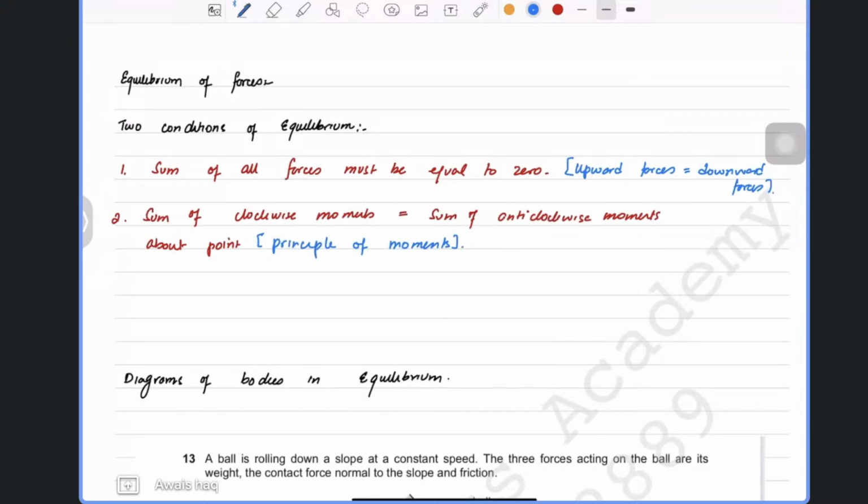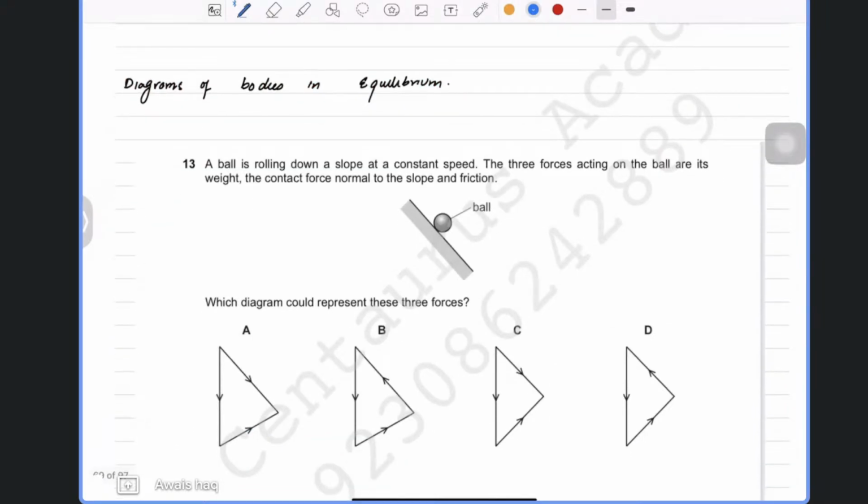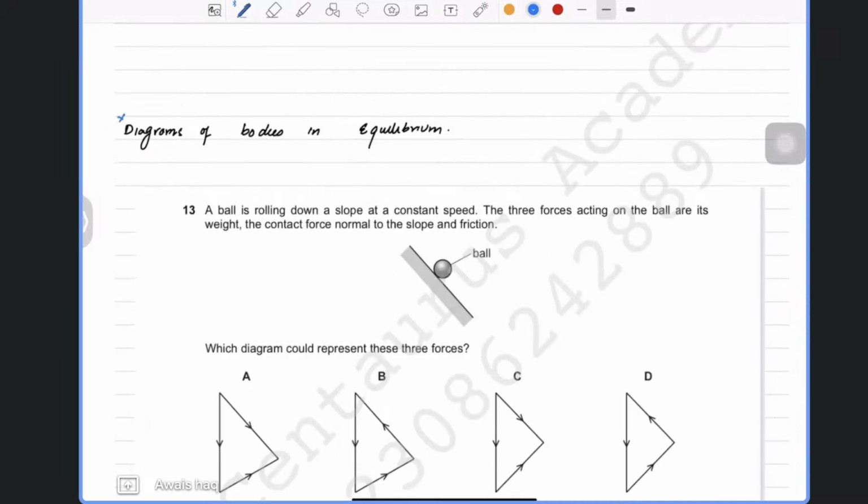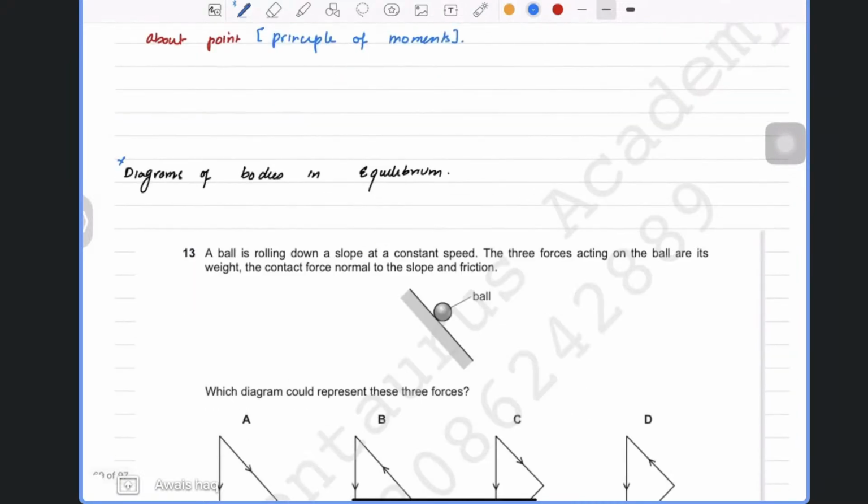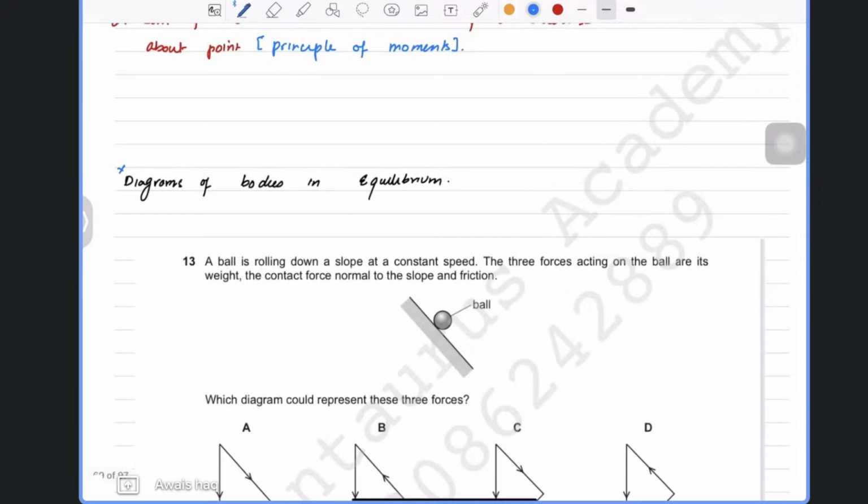Right. Now, the first part that we're going to learn is how to detect bodies in equilibrium by just looking at them. All right. So what exactly is the difference between equilibrium and resultant force? So let's suppose.